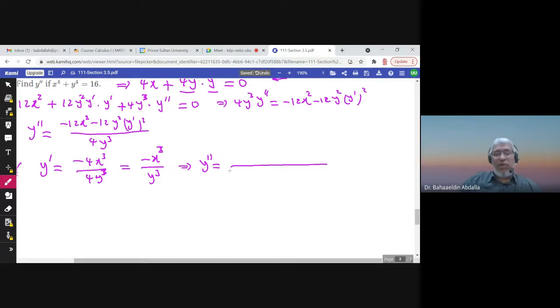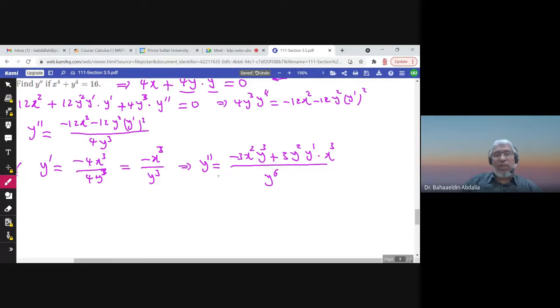Y to the power 3, I raise it to the power 2, so I will have y to the power 6. Derivative of the numerator is negative 3x squared times y cube minus derivative of the denominator, which is 3y squared times y prime times negative x cube, or I just write x cube and make this plus. So this is y double prime. Also, y double prime here is written in terms of y prime, but you can replace y prime with this formula to write it in terms of y only.